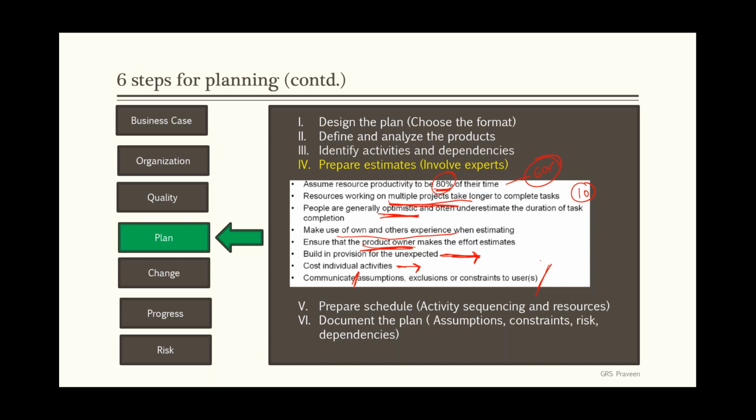This is an important slide. These are 6 steps, and in order to get a realistic plan, you need to consider all these things as a project manager. Simple things, but people tend to forget. The next thing is prepare schedule, activity sequencing and resources, and finally document the plan, which contains all these things. So these are typically the 6 steps involved in planning.